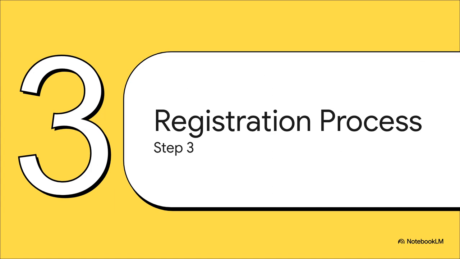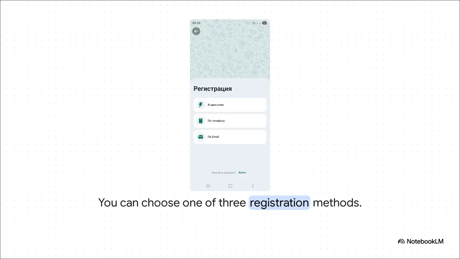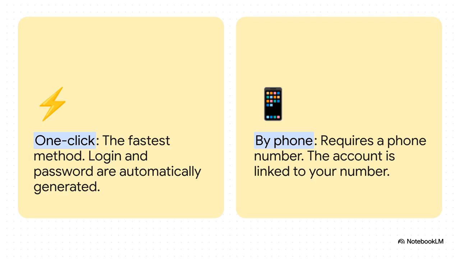Check. So the next logical step is to get you registered. Let's walk through that process together. Once the app opens, you'll land on the main screen. To create an account, we're looking for that big green registration button at the top of the screen. Let's stop on that. This screen offers you a few different ways to register. You can choose to sign up in one click, by phone, or by email, which gives you some nice flexibility for creating your account.